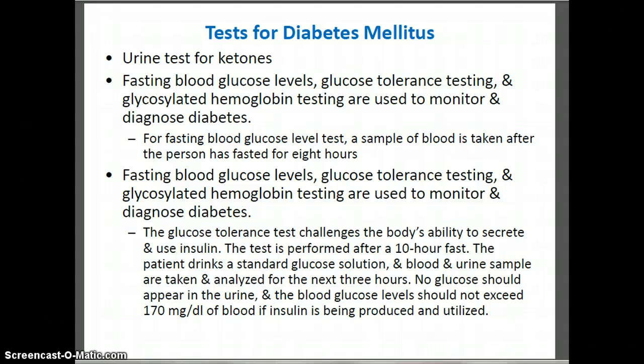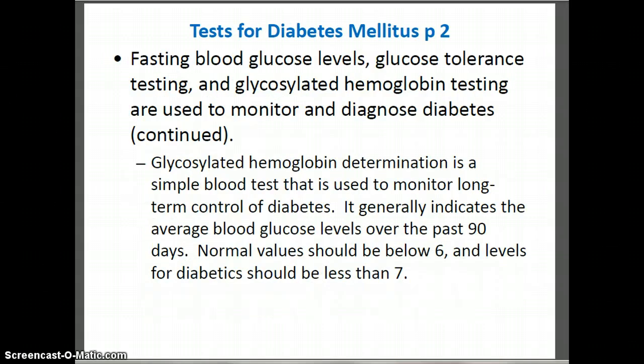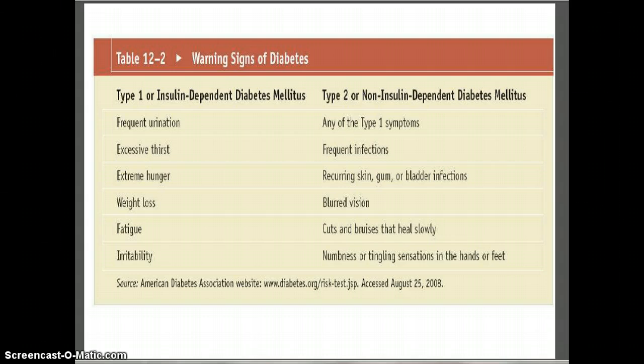It is performed by having people take standard doses of glucose at various times after a 10-hour fast, and to see how the body actually is able to take up the glucose and whether or not the glucose is excreted in the urine, and so forth. The glycosylated hemoglobin determination is a simple blood test for long-term control, or for how your body is processing the glucose long-term. So that's another test that can be done.